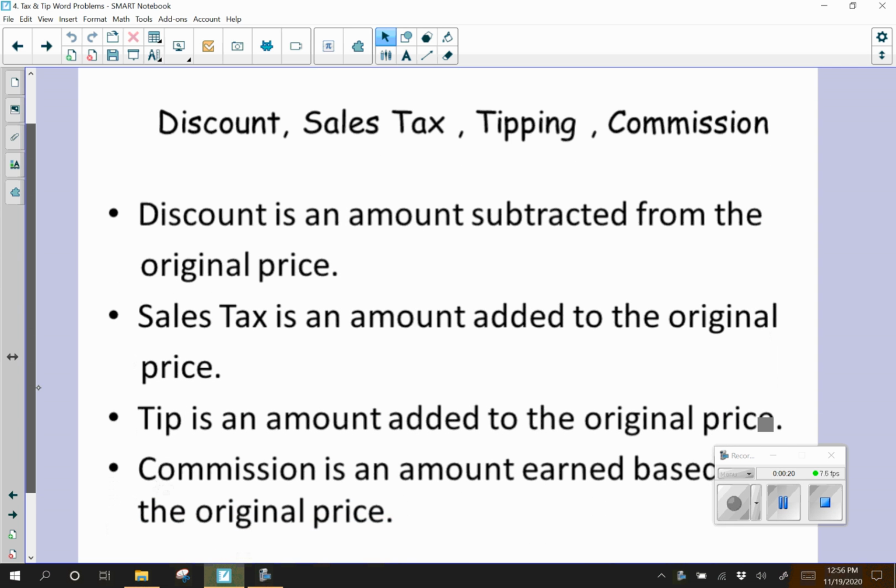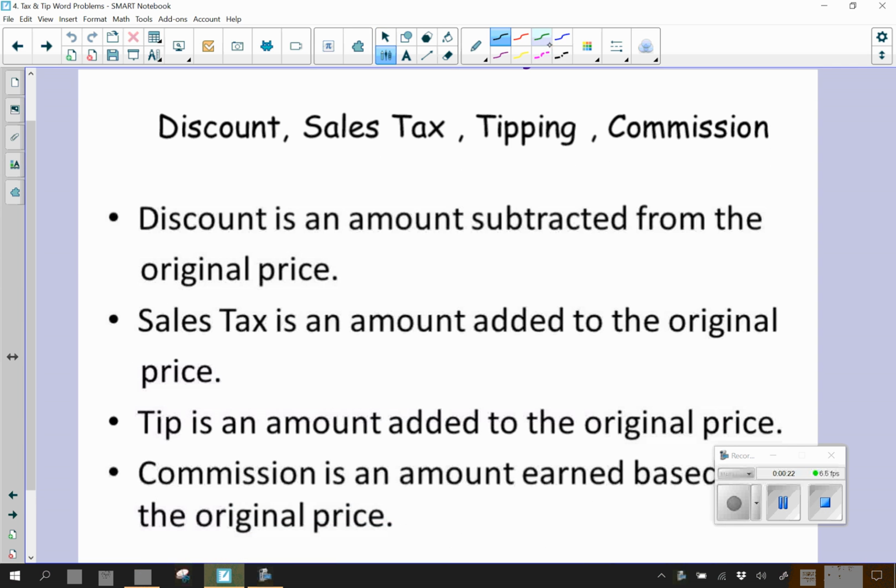The first one is a discount. And these would be good to jot down in your notes if you don't have them already. Discount is an amount that is subtracted from the original price. So for example, Kohl's always has coupons. Let's say you have a 30% off coupon at Kohl's and you want to buy something, that would be considered a discount. It's a 30% discount, which gets subtracted from the original price of the item.